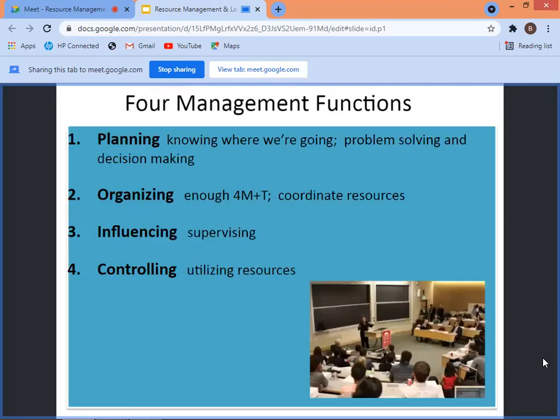So the management functions are planning, knowing where we're going, problem solving, and decision making. You should be a problem solver. You need a lot of problem solving skills. You need decision making skills also at the same time. Organizing the 4M plus T, the resources, and coordinating with other departments like inbound logistics, outbound logistics, the transport department, engineering maintenance, utility maintenance, fleet maintenance. You need to coordinate. You need to work as a team.